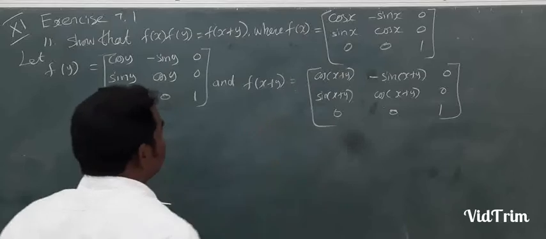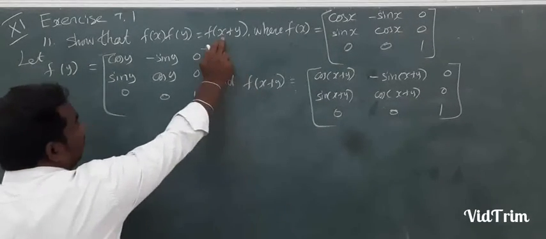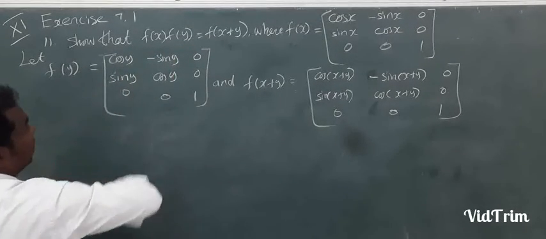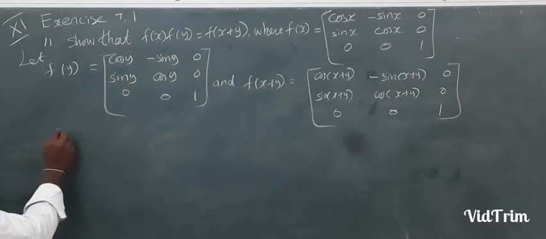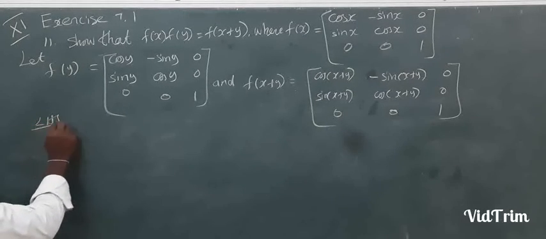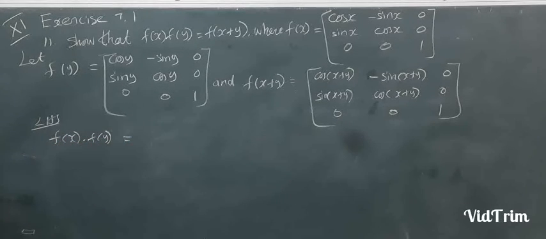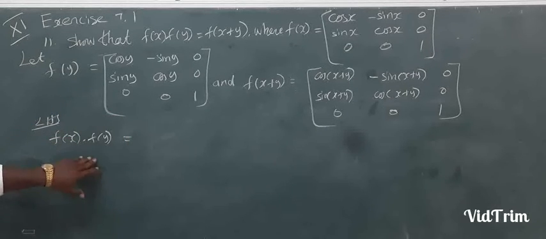That's all the f of x plus y, and it is the right hand side. So you just check the left hand side and get the answer. You take the left hand side f of x into f of y. So look at f of x and f of y and take the multiplication. We just do the row to column multiplication.